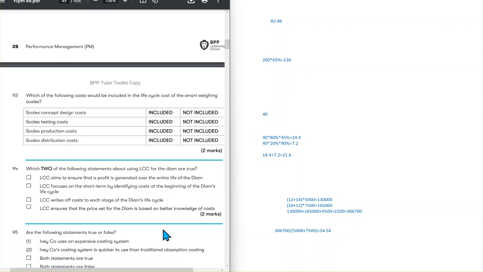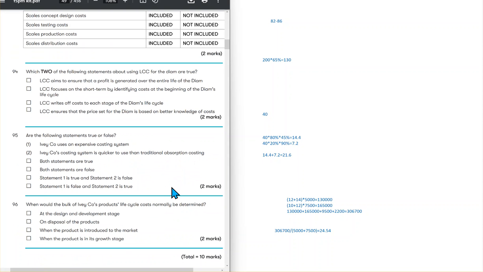LCC focuses on short term. No, it doesn't focus on short term. The whole purpose of life cycle costing is long termism. LCC focuses on short term by identifying costs at the beginning of the DM. No, this is wrong. LCC writes off cost to each stage of the DM life cycle. No, we add all the cost together and we divide it by the total number of units. LCC ensures that prices are set for DM based on better knowledge. Yes, we are looking at the cost of the entire life, so it will be a better cost.